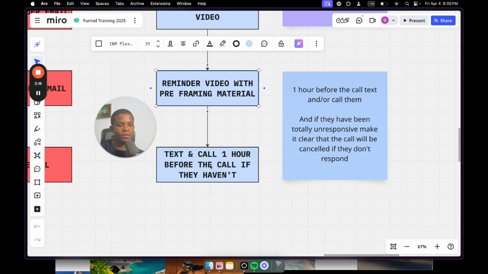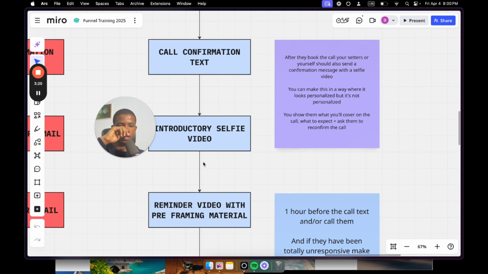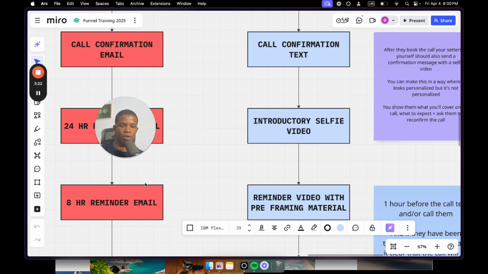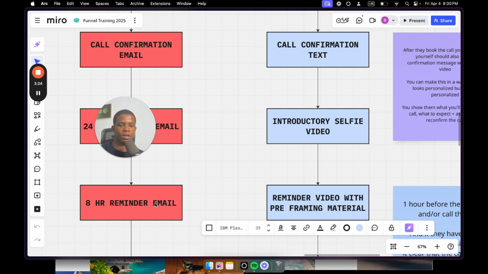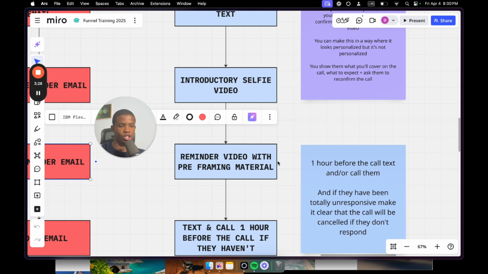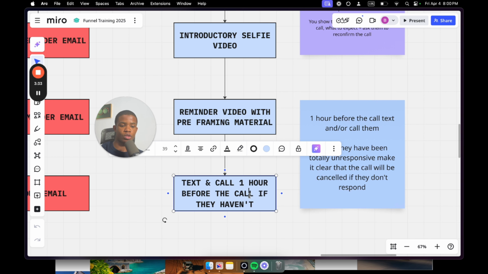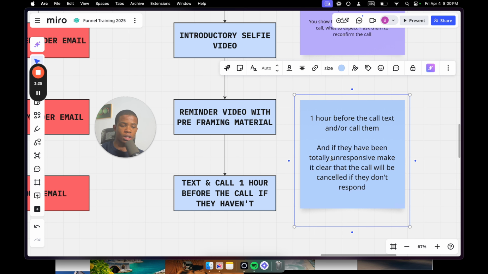And before the call, you're also going to text them in between. This is just an overview, but just like your 24-hour, you don't have to do a 24-hour, 8-hour reminder for them. You could do a different sequence. It could just be texting them, just keeping in touch with them. But before the call, if they have been totally unresponsive, make it clear that the call is going to be canceled if they don't respond. Every single time this works.